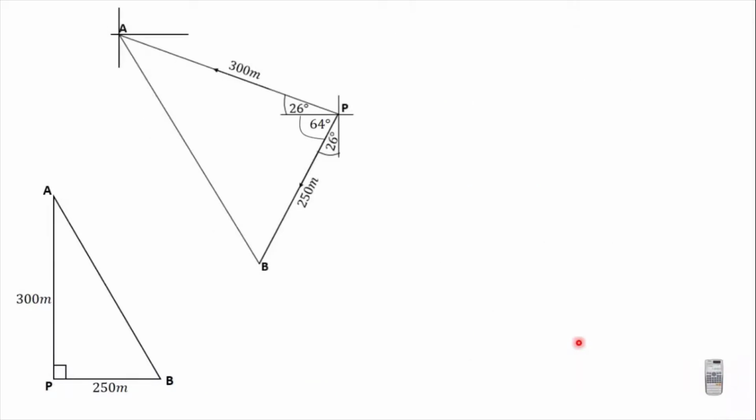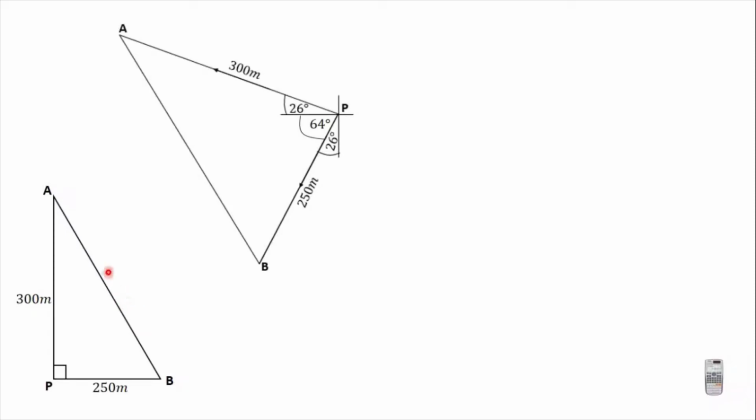The second part of our question says that we should find the bearing of the second cyclist from the first cyclist. How do we do that? Now these are the two diagrams that we already have. So we have the first diagram and we have the right angled triangle that we formed from the diagram.